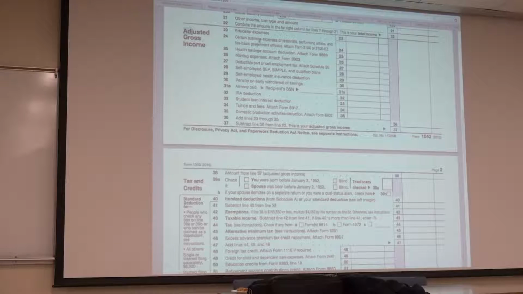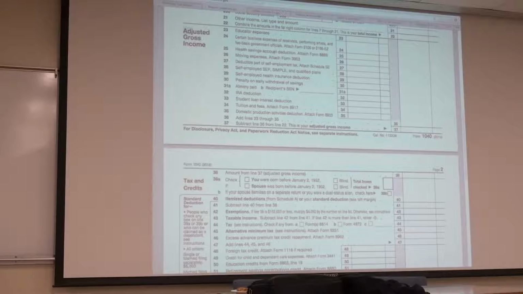Line 23, educator expenses. So if they pay for decorations around the classroom or anything they need for their students, that would count. And again, remind them to make sure they have all the receipts in case they get audited or the IRS asks for something, but it's capped anyway at $250 per teacher.